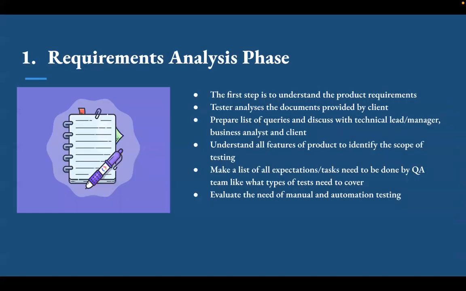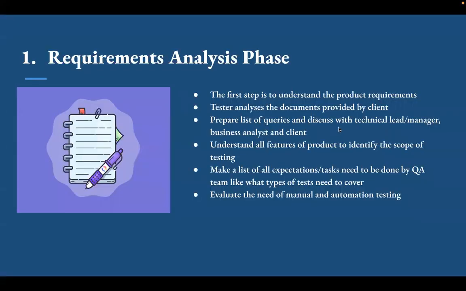So the first one is requirements analysis. The first step is to understand the product requirements manually. In this phase, the tester analyzes the documents provided by the client, prepares the list of all requirements and queries if anything is missing or not understandable, and gets them resolved from the technical lead or manager, business analyst, and client. In this phase, testers normally interact with all members and understand all features of the product to identify the scope of testing.